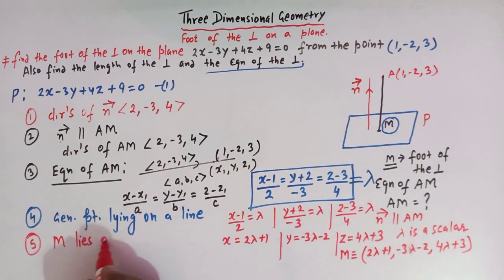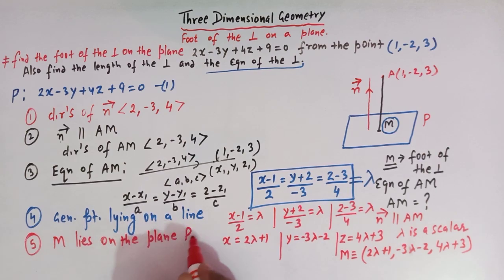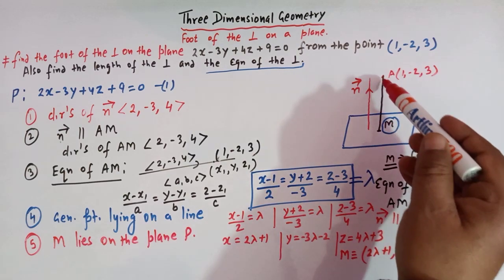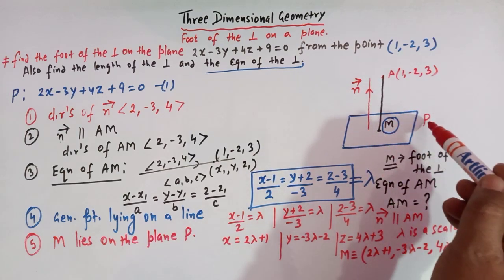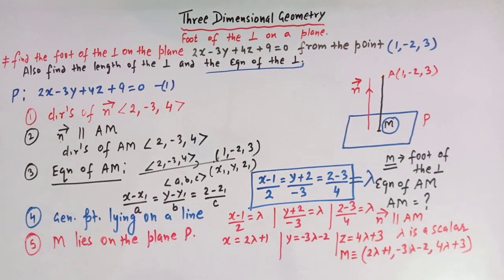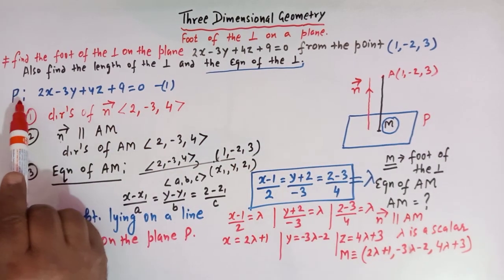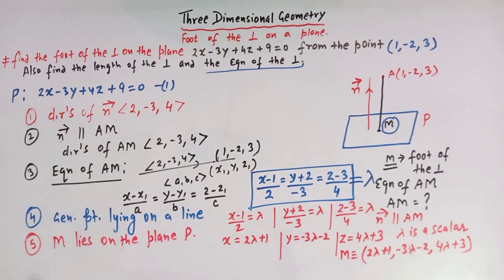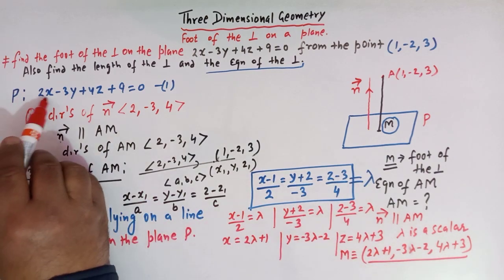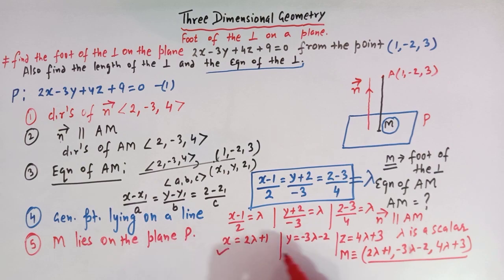And now the fifth concept which will be used here is that this point M lies on the plane P, right? Since M lies on this line AM as well as on the plane P, M must satisfy the equation of the plane P, right? So we'll substitute these values of x, y and z in equation 1.